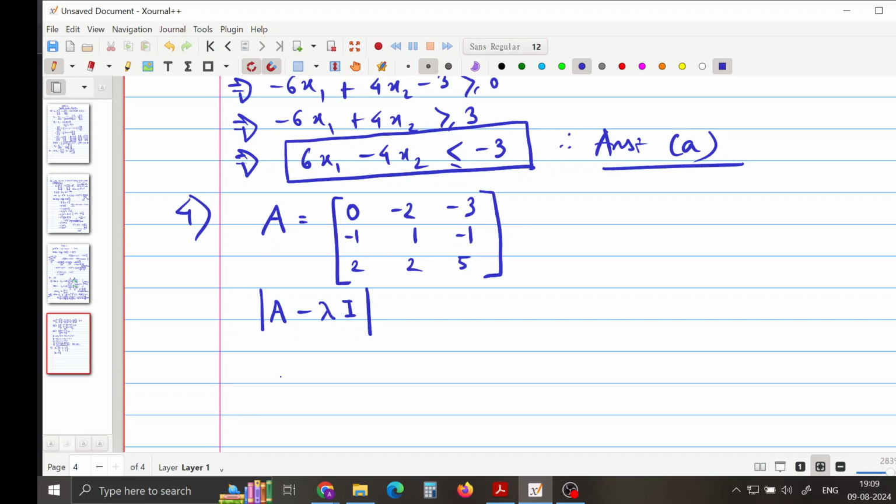Clearly this will be a function of lambda. Lambda is the variable. So you can denote this by f of lambda, some function of lambda. So this f of lambda is your characteristic polynomial.